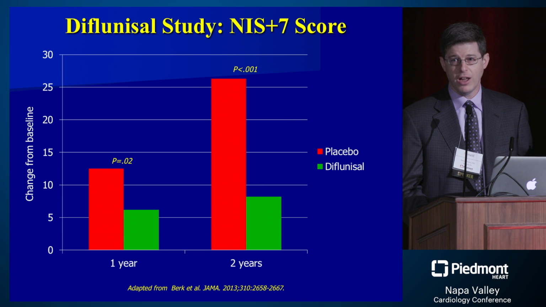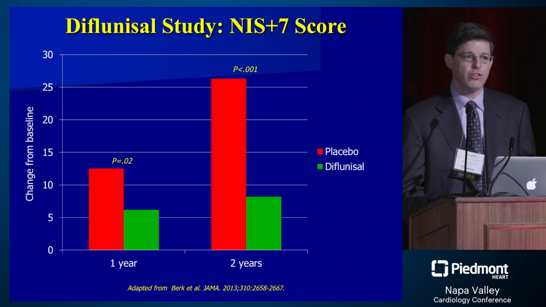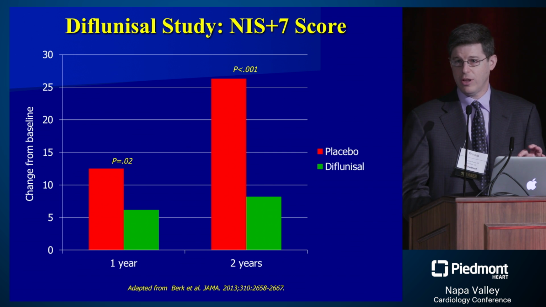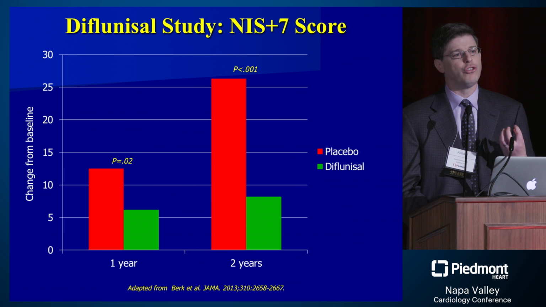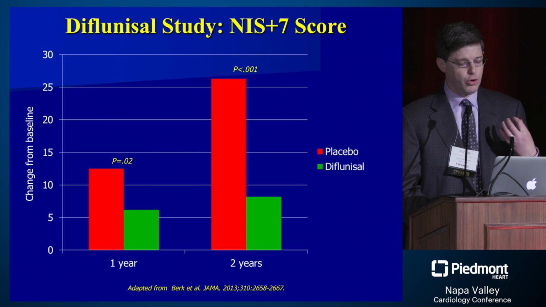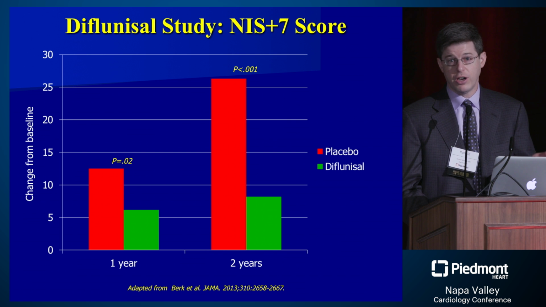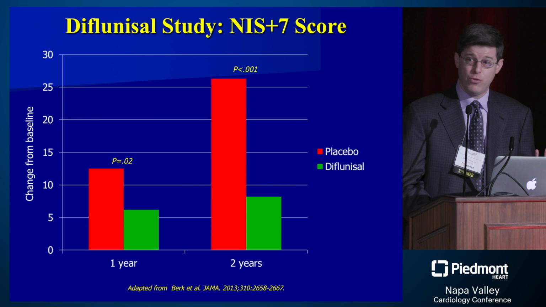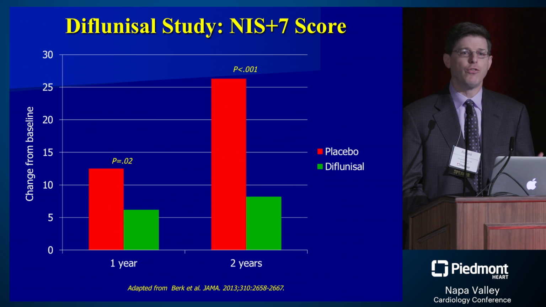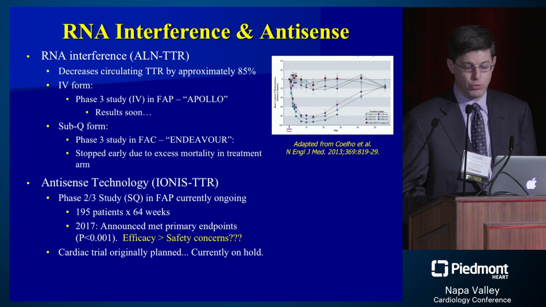Just briefly I want to mention this agent, diflunisal. This is an approved non-steroidal anti-inflammatory drug. You could prescribe this for arthritis pain for pennies, and it turns out that some non-steroidal anti-inflammatory drugs, particularly diflunisal, also stabilize that tetrameric form. For the polyneuropathy form of the disease, there was this study of diflunisal versus placebo, and as you can see, there were both clinically and statistically significant advantages with diflunisal. So for patients with the polyneuropathy form of the disease, it's probably a pretty good option. Unfortunately, being an NSAID, it's not a great option for patients with cardiomyopathy because of the fluid retention and kidney dysfunction that these patients are prone to.